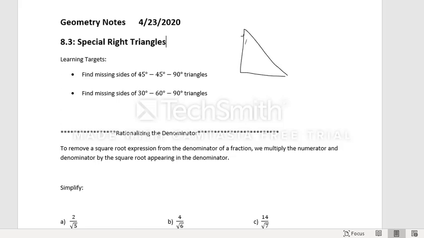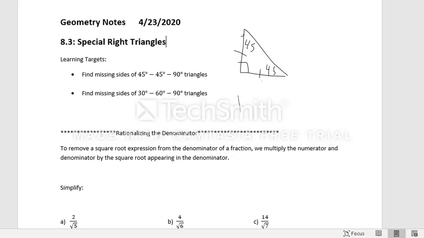and this angle is 45, we know that this one has to be 45 as well because of the triangle sum theorem. They all have to add up to 180, so those two have to be the same. We also know that because the angles are congruent, those two legs have to be congruent. So that's our first type of special case triangle that we're going to look at.